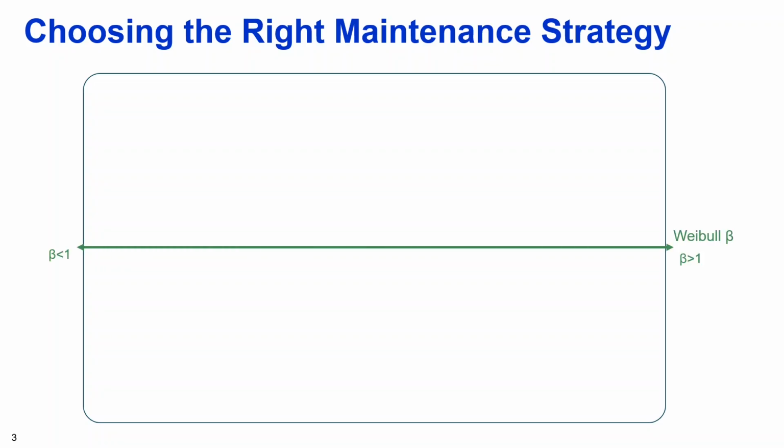Here, the horizontal axis represents Weibull beta, telling us whether wear out exists. And the vertical axis represents the Crow-AMSAA beta, showing reliability trend over time. Let's start with the bottom right quadrant.